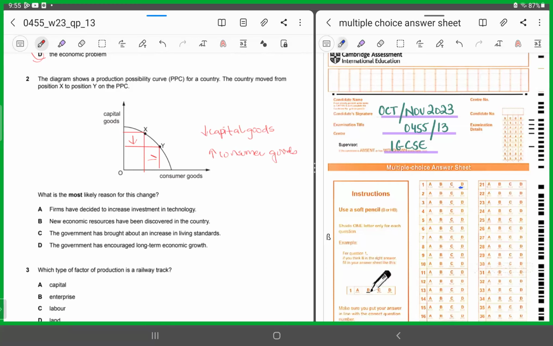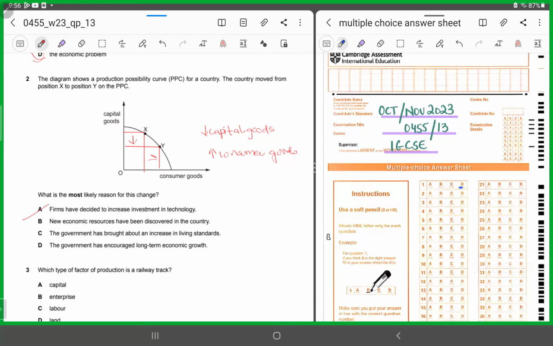A says firms have decided to increase investment in technology. If the firms had decided to increase investment in technology, then they would have been moving towards capital goods. They would not have been moving from X to Y. Instead, it would have been a movement from, let's say, Y to X. It would have been an entirely opposite situation. So A can be chopped off.